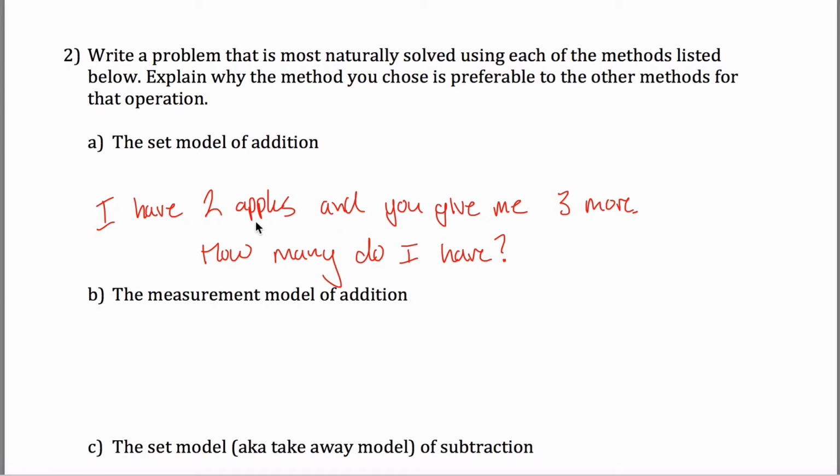And the reason I would use the set model of addition is kind of those tangible objects. You have 2 of them, and then you got 3 more of them. In total, you want to know how many you have. It makes sense to start out with a set of 2, and then another set of 3, and kind of mash them all together to get your set of 5. But I don't want to write all that, so I'll just say it. What about the measurement model? Measurement works well when you're talking about time or distance or something like that. Distance is the kind of typical example.